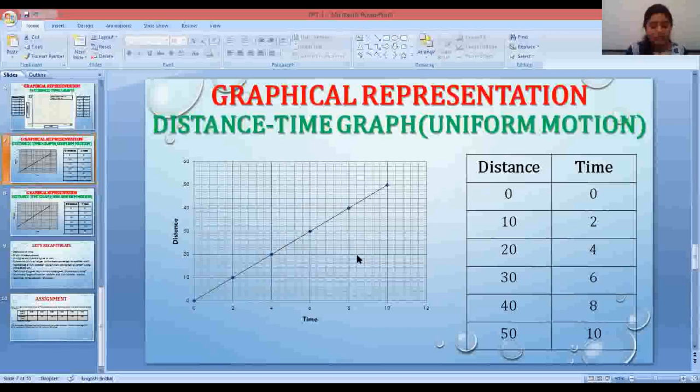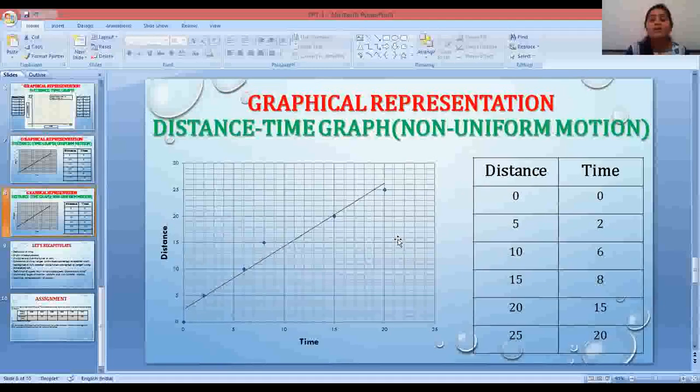Okay, now let's move on to the next representation, that is non-uniform motion. When we come to non-uniform motion, let's first see the table given to us for distance and time. What we see here is that the distance the body is traveling is equal: 5, 10, 15, 20, 25. That means there is a difference of 5 every time. But when we come to time, the time is not equal, it is unequal.